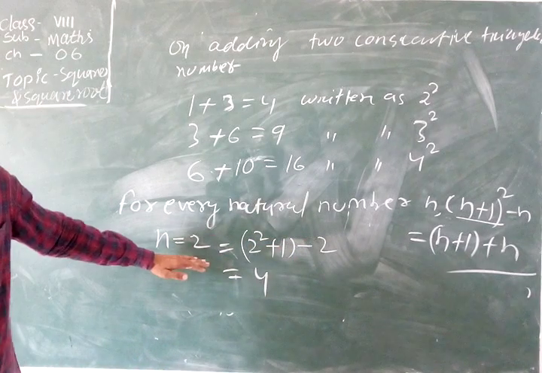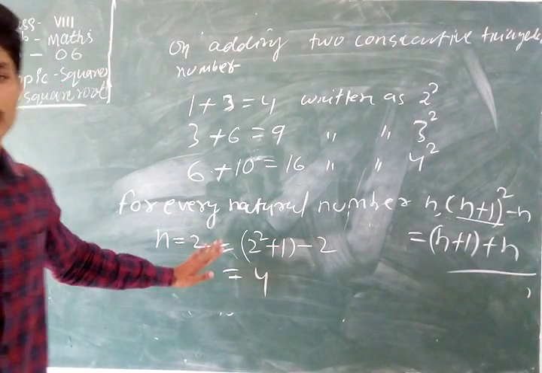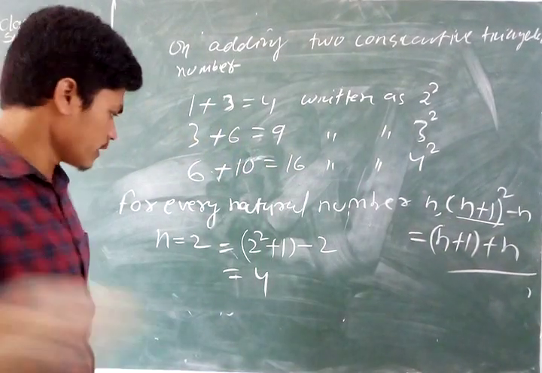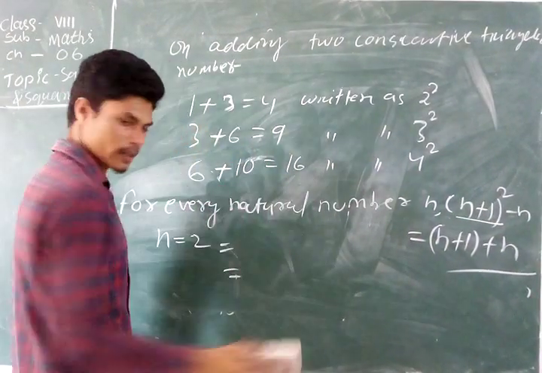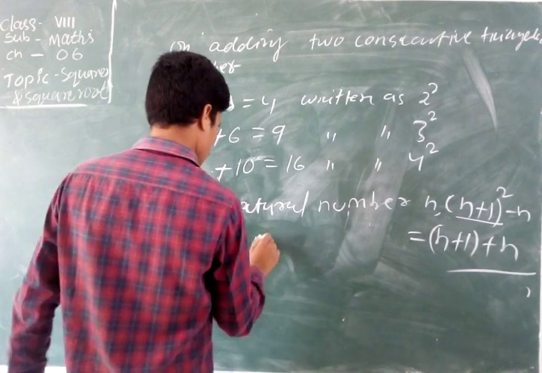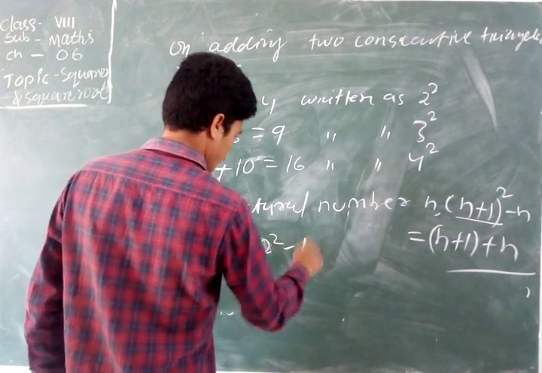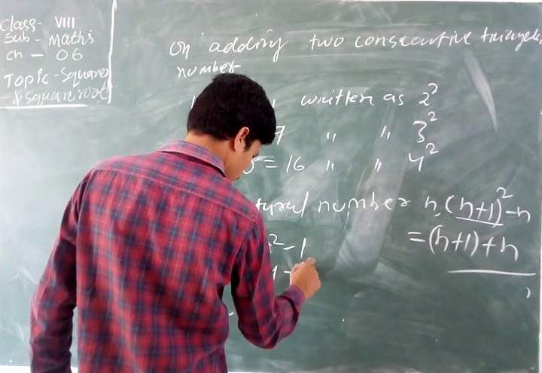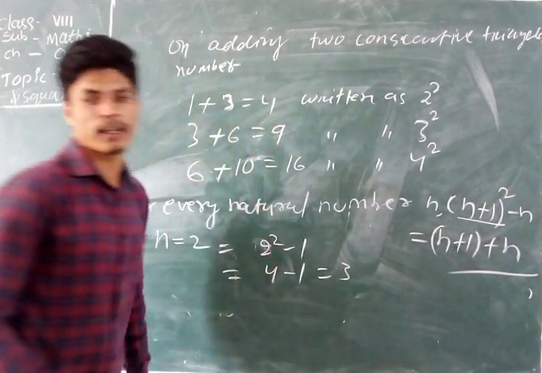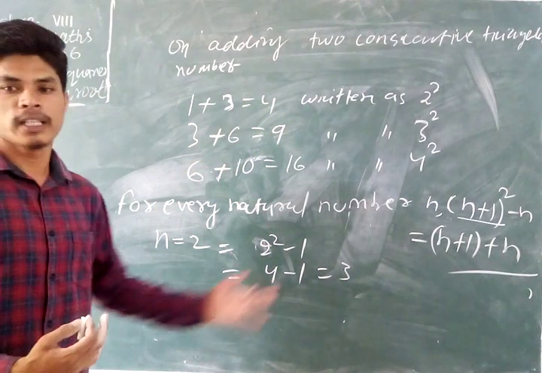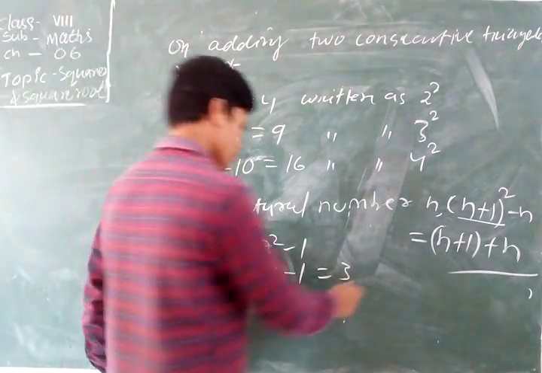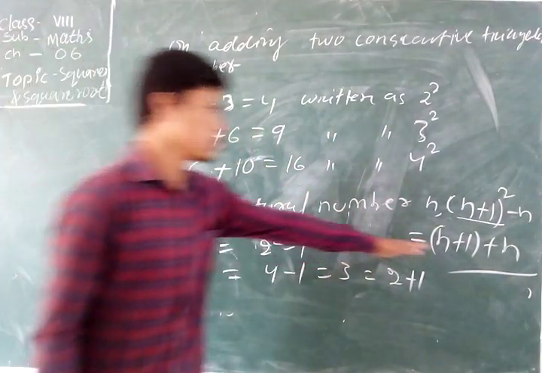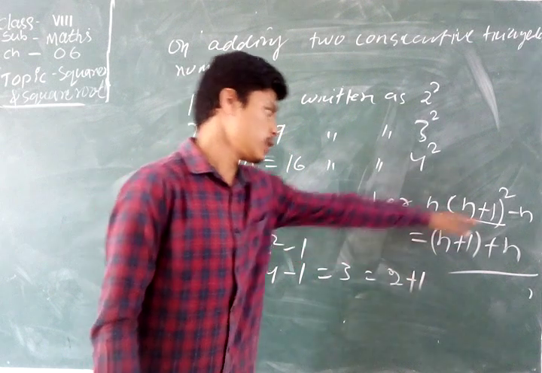Take n equal to 2. Then 4 first, minus is there. Here minus is there, then square. 2 square minus 1 equal to 4 minus 1 equal to 3. Then it can be written as 2 plus 1. 2 plus 1 equal to 3. So the answer is 2 plus 1.